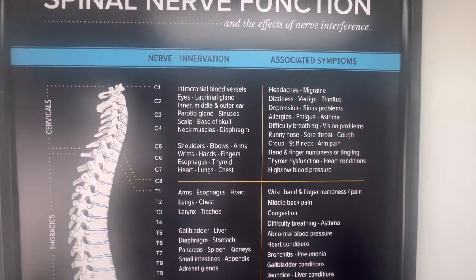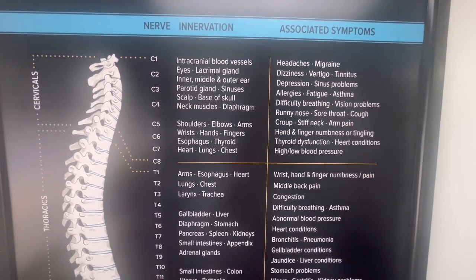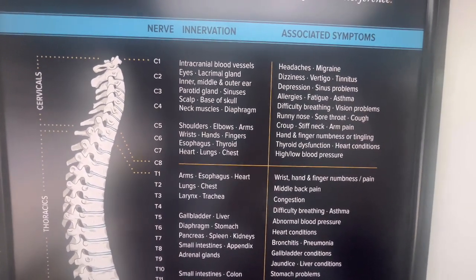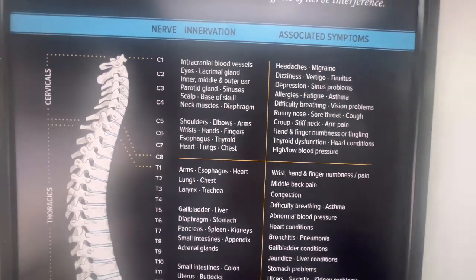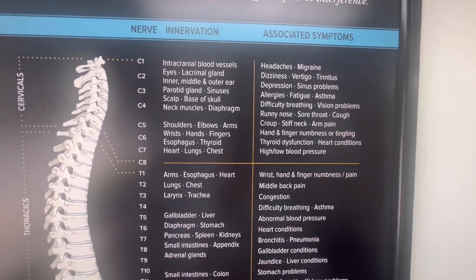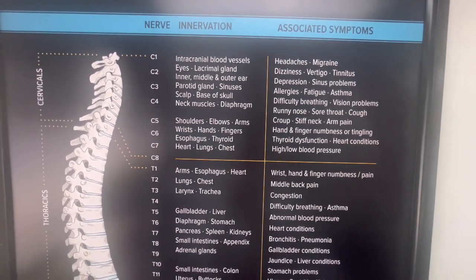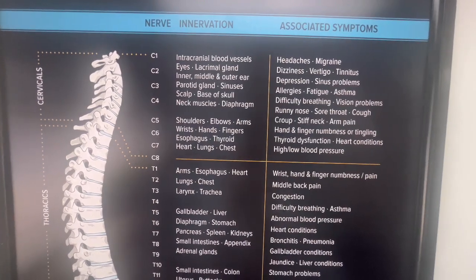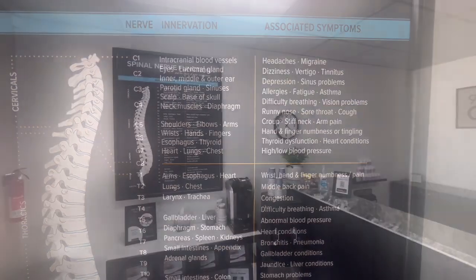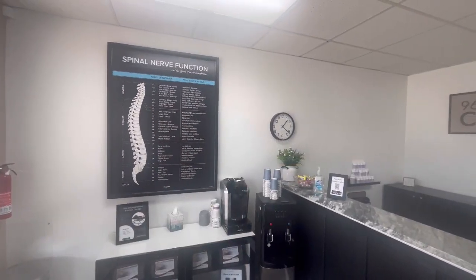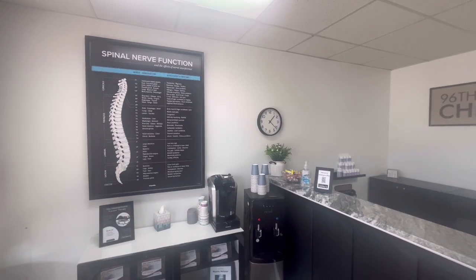This chart is a great resource to help educate and indicate the areas of your spine and how misalignments can have symptoms. For instance, the top bone in the neck, C1, affects headaches, migraines, dizziness, allergies, neck pain. Several different conditions are caused by misalignments in this area. So this chart is a great resource to identify how your spine is related to your entire health and function of your body.